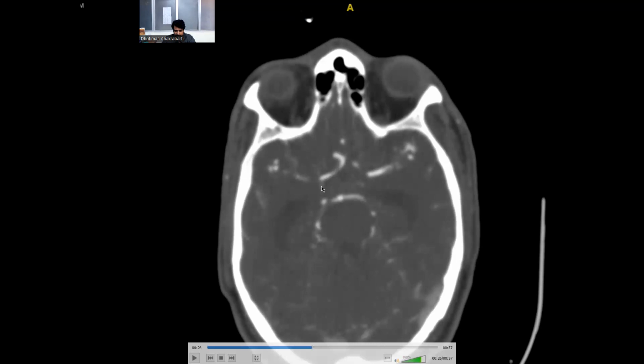Are you able to see this thin white streak? This is your PCOM on one side. This is the PCA and this is the ICA here. The ICA is bifurcated already in this cut at least. In the lower cut, the PCOM might not be visible, but the ICA is there. Basically, the PCOM on this side is sloping slightly downwards. Let's look for the other side.